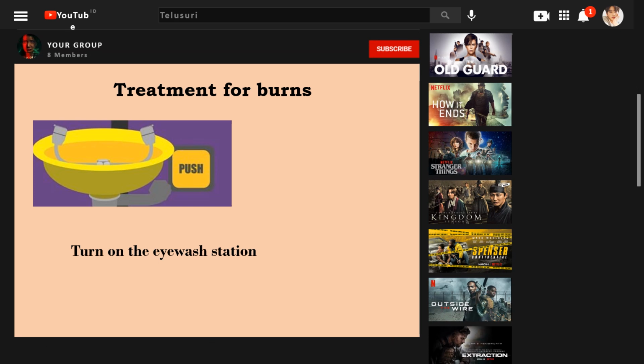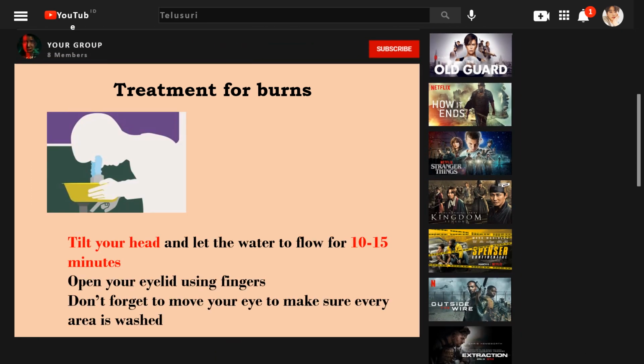Second step, in the lab, usually they will provide an eye wash station or a body wash station. So, go to the eye wash station and turn it on by pressing the push button. And thirdly, the most important step is to bend your body forward and tilt your head to the side that has the chemical burn in your eye, and let the water flow for about 10 to 15 minutes. Always remember to open your eyelid using your fingers to make sure the eye is washed properly. And lastly, don't forget to move your eye in every direction to make sure every area is washed with water.